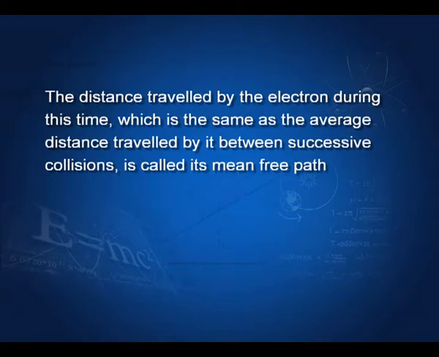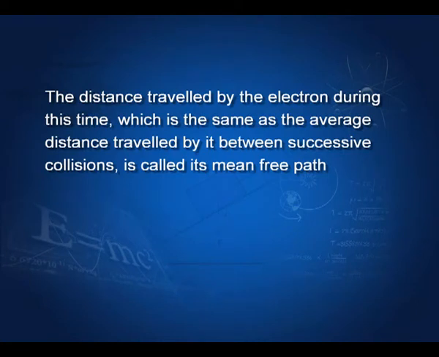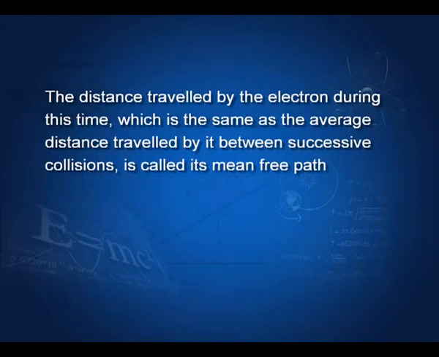The distance traveled by the electron during this time, which is the same as the average distance traveled by it between successive collisions, is called the mean free path. See, there is an average time between two collisions, and there is also the average distance between the two collisions. This is called the mean free path. Once again, we take the average of averages of all electrons, and we find the mean free path.